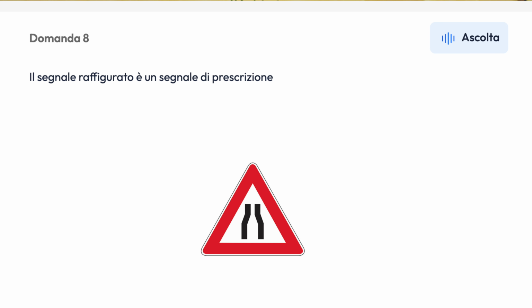Il segnale raffigurato è un segnale di prescrizione. The question says, this is a sign of prescrizione. The answer to this question is falso. This is a sign of pericolo. Pericolo is a danger sign, which tells you that there will be danger on the road, so you need to pay attention. In this case, this sign is letting you know there will be strettoia simmetrica, which means both sides of the road will be tight, then you need to drive with caution.